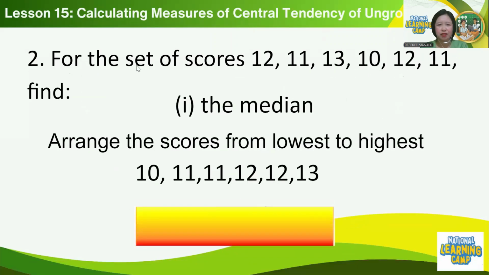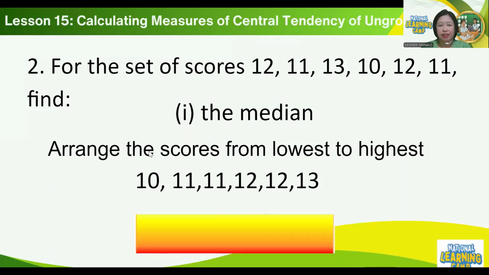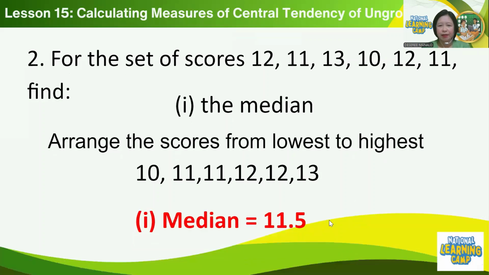The number 2 question. For the set of scores 12, 11, 13, 10, 12, 11, find the median. But arrange first the scores from lowest to highest, or we can call it also ascending order. So start from 10, 11, 11, 12, 12, and 13. Look for the middle score. There are 6 numbers here, and the middle scores are 11 and 12. So what you're going to do is add the two numbers, 11 plus 12, 23, and divide it by 2. Therefore, our median is 11.5.